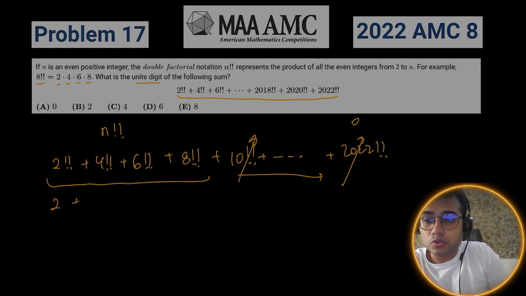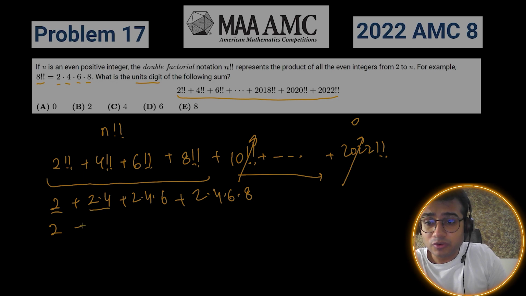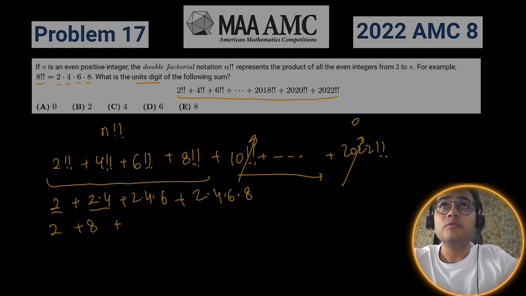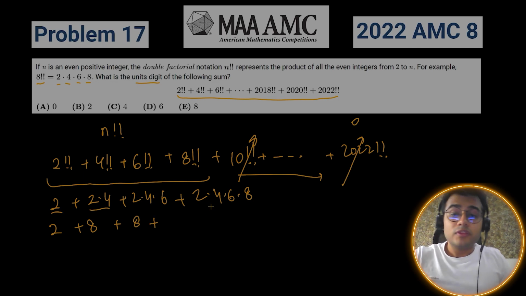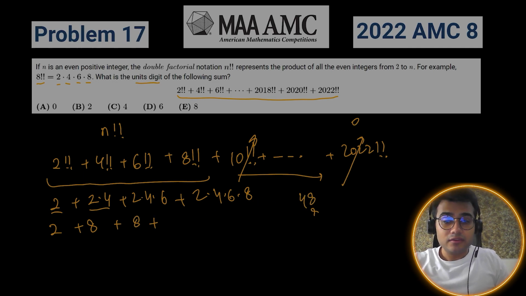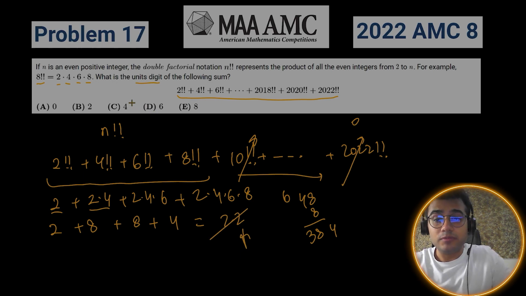So this is 2, 2 times 4, 2 times 4 times 6, 2 times 4 times 6 times 8. So this is just 2. 2 times 4 is just 8. 2 times 4 times 6: 2 times 4 is 8, times 6 is 48. So the last digit is 8. And then here, 48 times 8, well, 8 times 8 is 64, 8 times 4 is 32, and 6, so 384. So the last digit is 4. So now we add them up. We get 22, which has a last digit of 2. So the answer is going to be B.